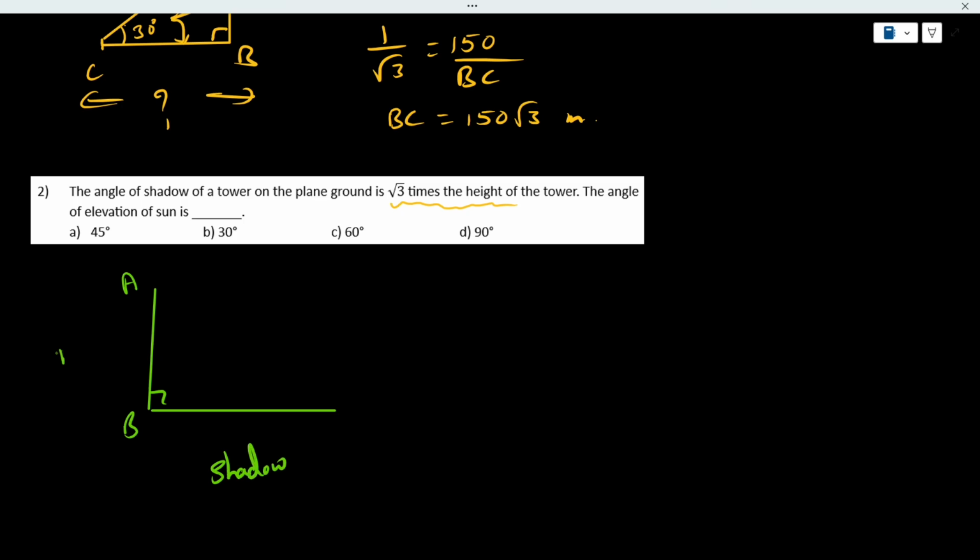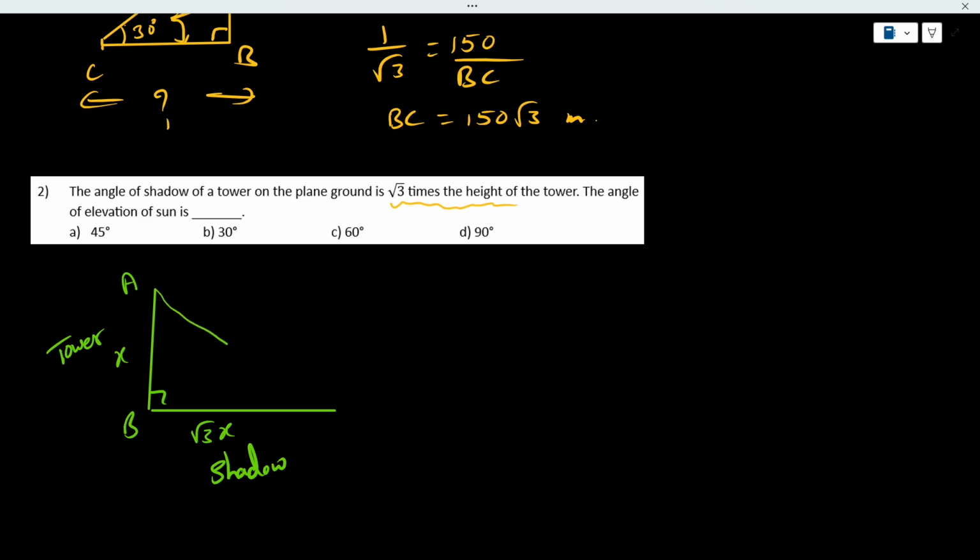This is your building, which is the tower. Now, what is the shadow? If I take root 3 times the height of the tower, can I take the height of the tower as x? So the shadow length is going to be root 3 times x, which is root 3 x. We need to find out the angle of elevation of the sun.